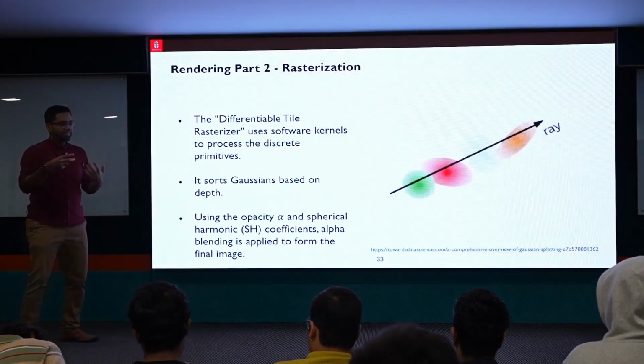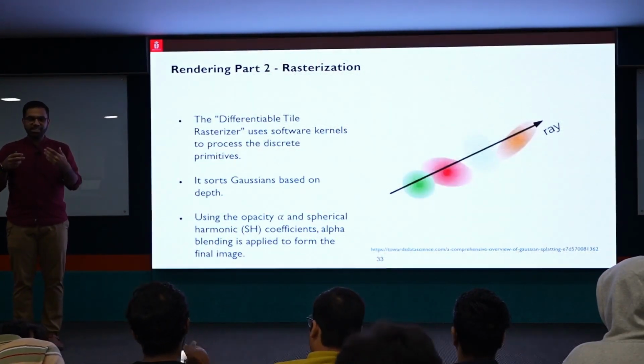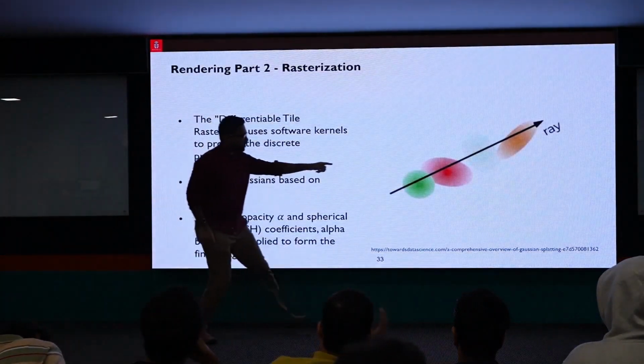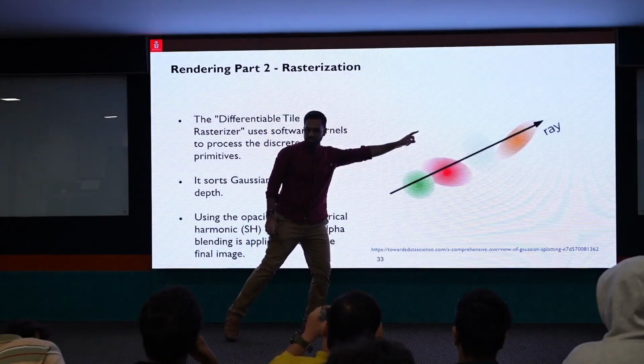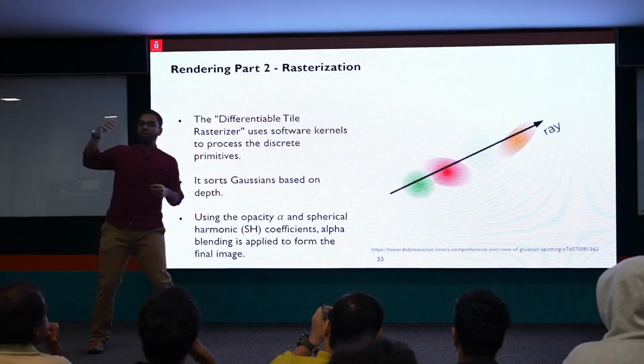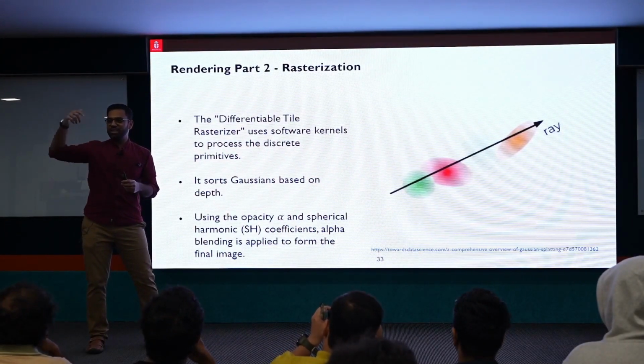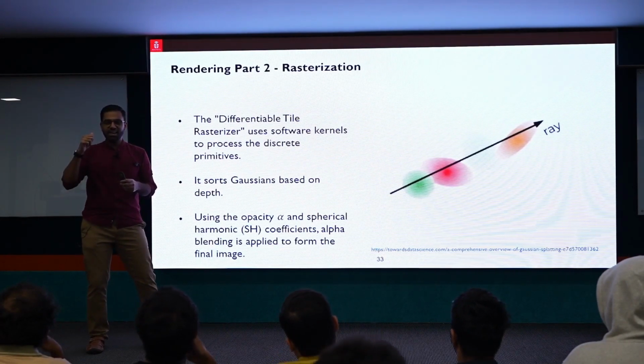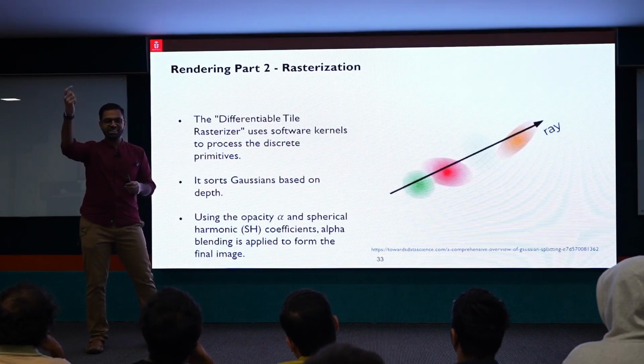In order to do this, there are some details that I'm skipping through, but essentially you first figure out some kind of order. You figure out what's the closest Gaussian, what's the furthest away Gaussian. This is important because what's behind the wall, I don't know. So if I start blending stuff from the back to the front, I will see what's outside first, then I will see what's inside.